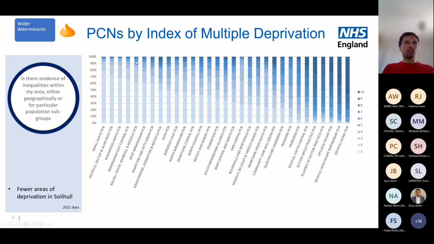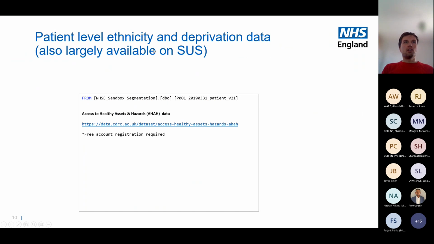Then this is a chart that I created looking at the PCNs and how they rank, and so the lighter shading indicates a greater proportion of people in the lower IMD deciles. That was done using mainly SUS data, and then there's access to healthy assets, which has some cool metrics in there as well about looking at neighborhood determinants.